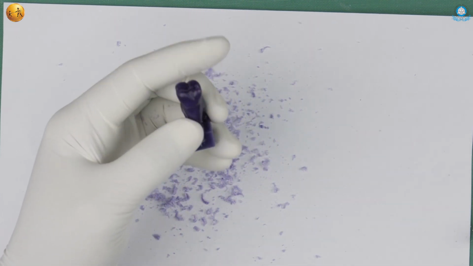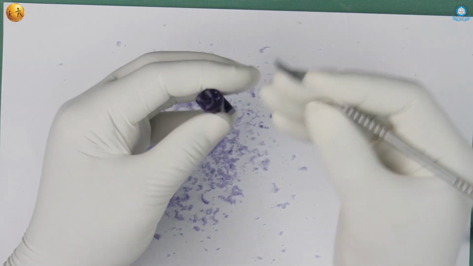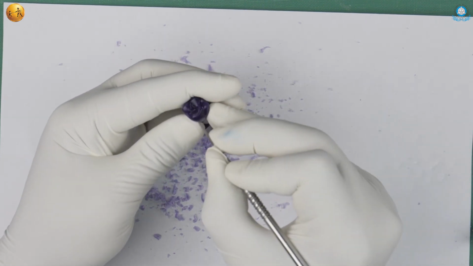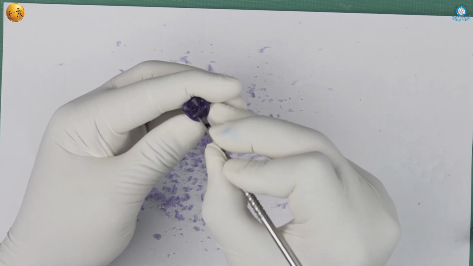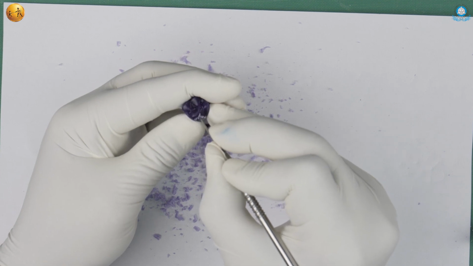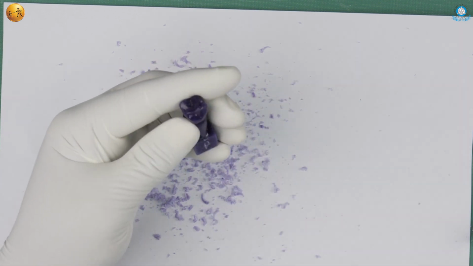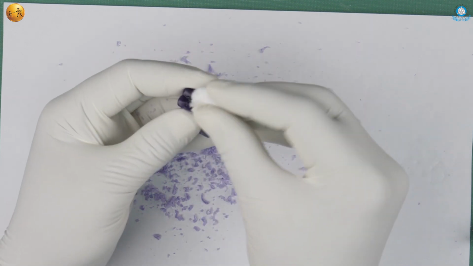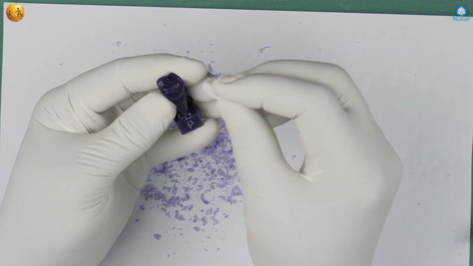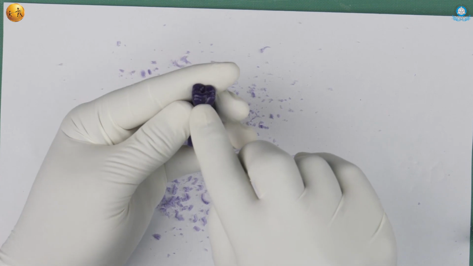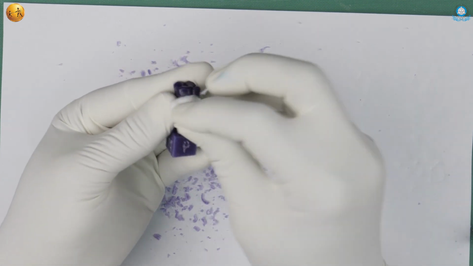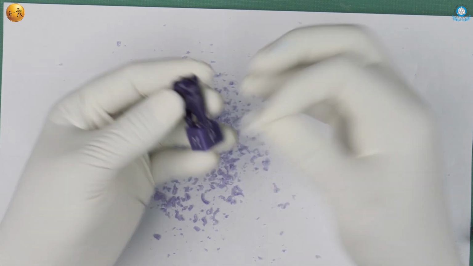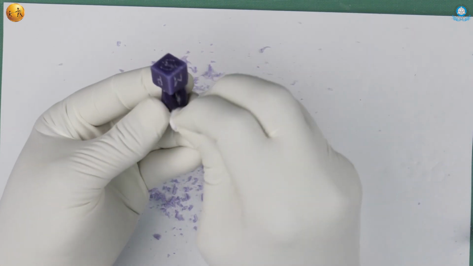So the final thing you have to do is the cusp of Carabelli, okay, which is present on the mesiopalatal cusp. So it's a moon shape or a crescent shape here. You have to just draw it like this. Okay, not more than that. Okay, so you can see now here the cusp of Carabelli, a rudimentary cusp which is present on the mesiopalatal cusp. Okay, I'm just giving a dry polish here.